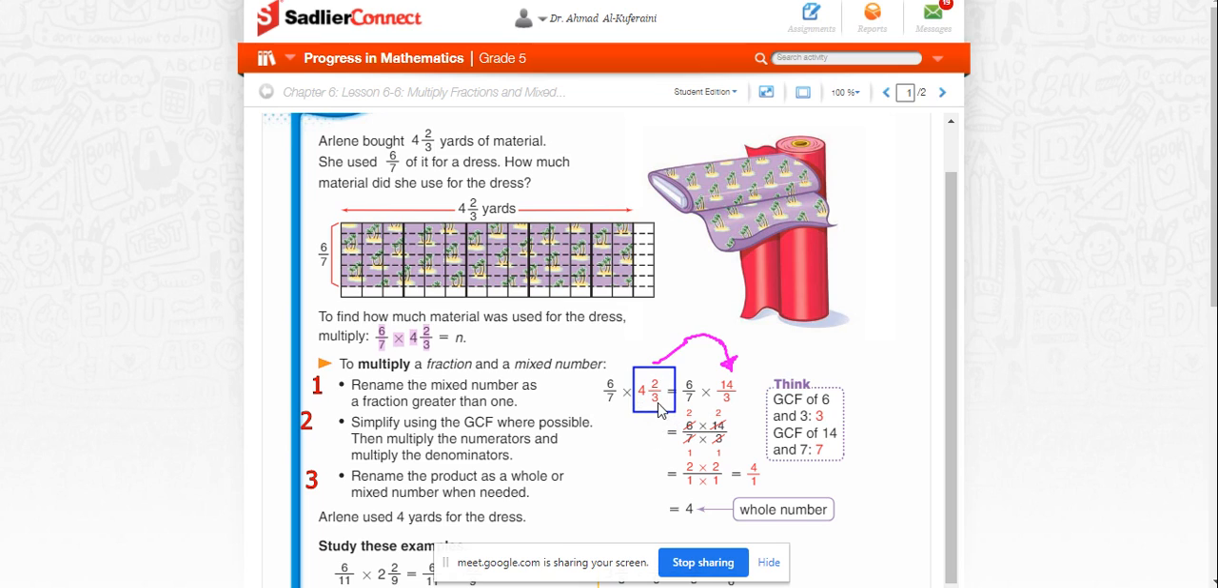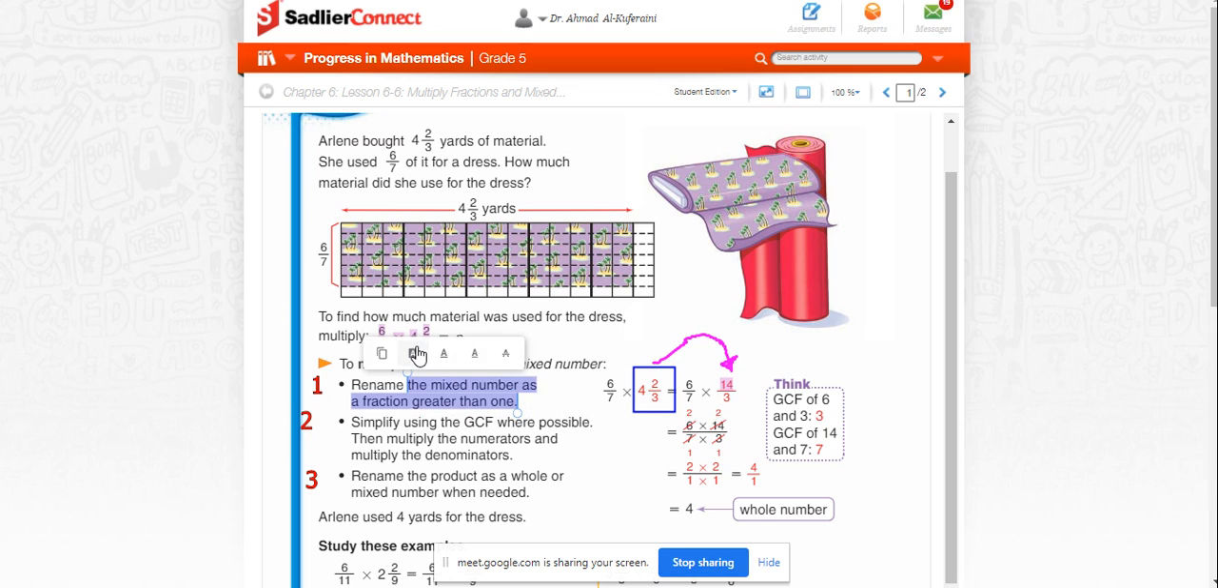We multiply the 3 by 4. How much is 3 times 4? 12. 12 plus 2 is what? 14. So we just write 14. Can you see it? We write 14 and we keep the denominator. The denominator here is 3, we keep it 3. So this is the first step, to rename the mixed number as a fraction greater than 1.